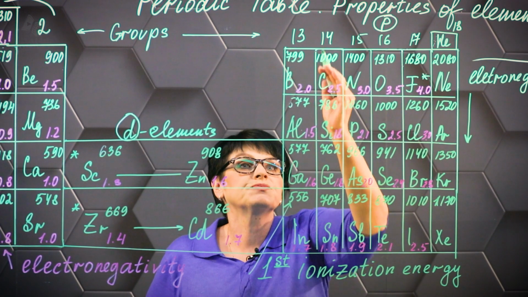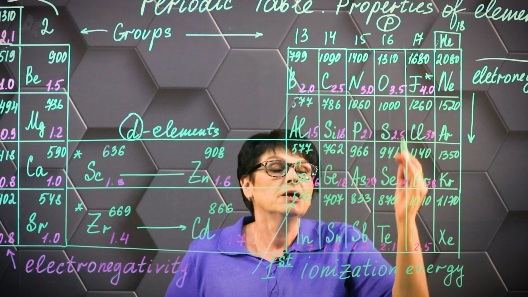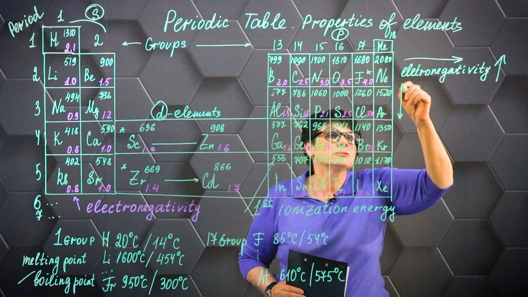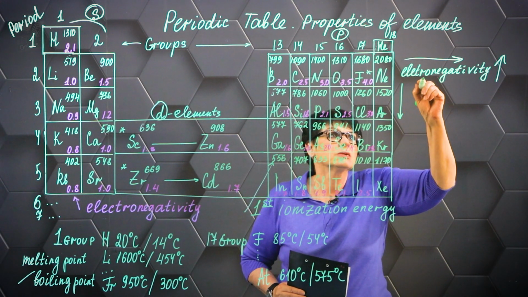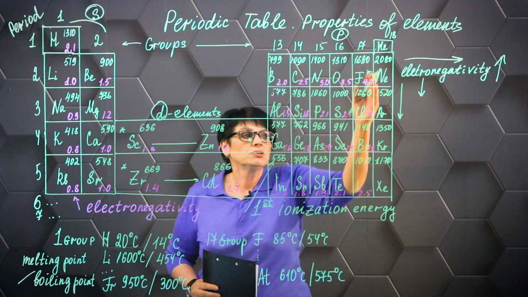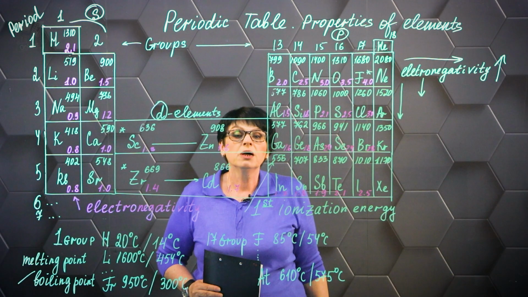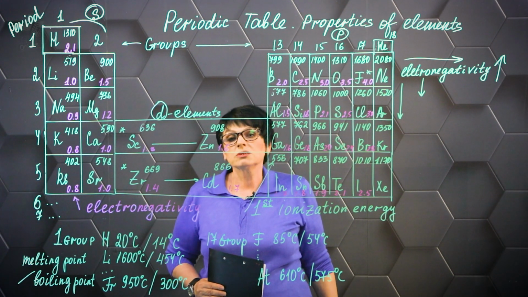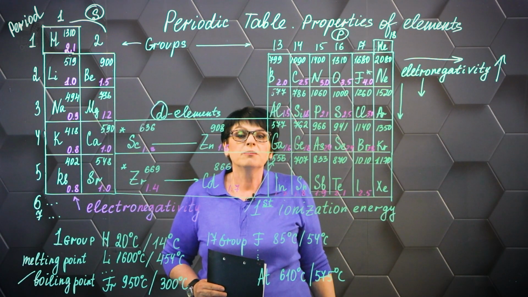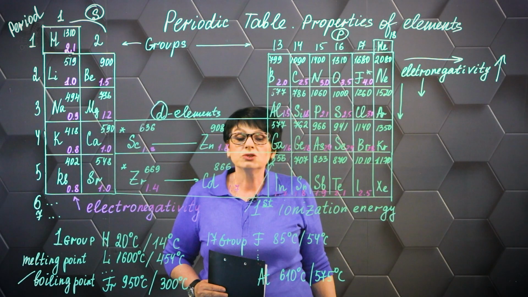And in the 14th, in the 15th, and in the rest of the groups, it is decreasing. So in the groups from top to bottom, it will be a pattern. It's going to be decreasing. You may be wondering why there is no electronegativity for group 18 elements. They are noble gases, because these elements are virtually incapable of attracting electrons to themselves, so their electronegativity is not usually listed in reference data.